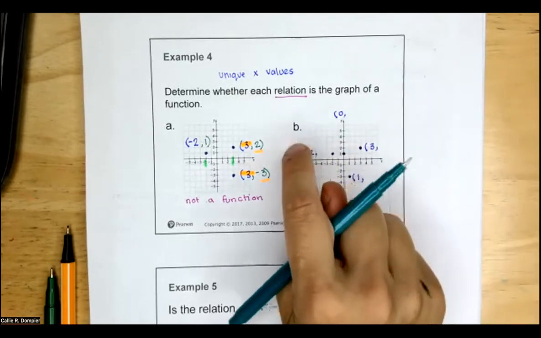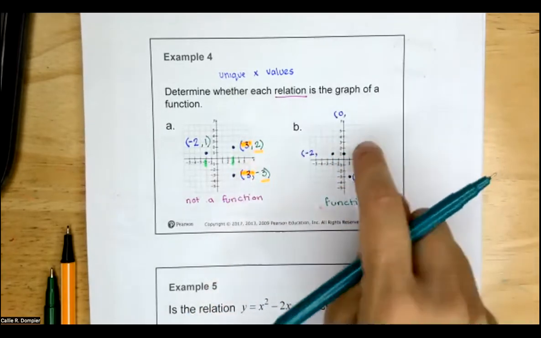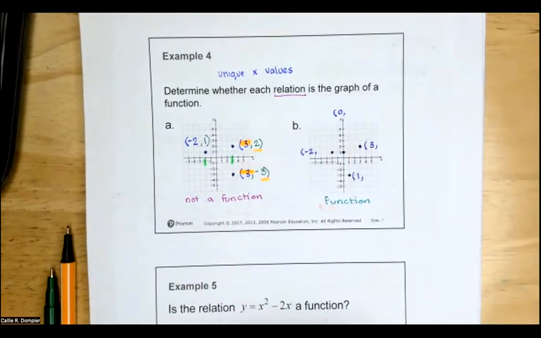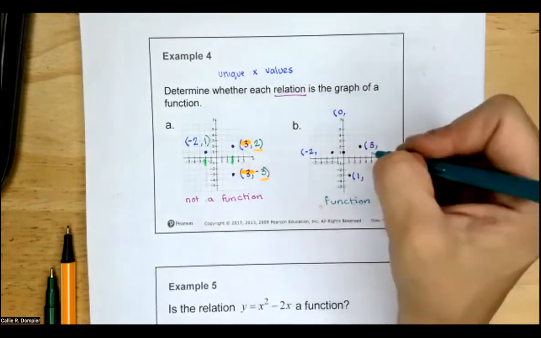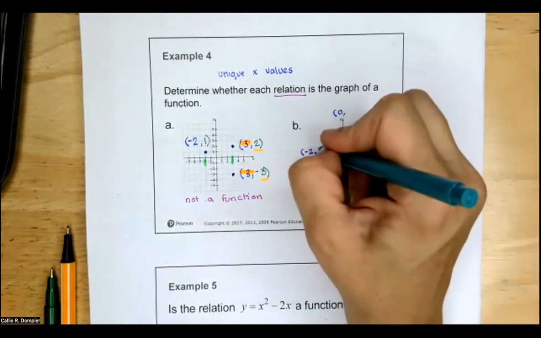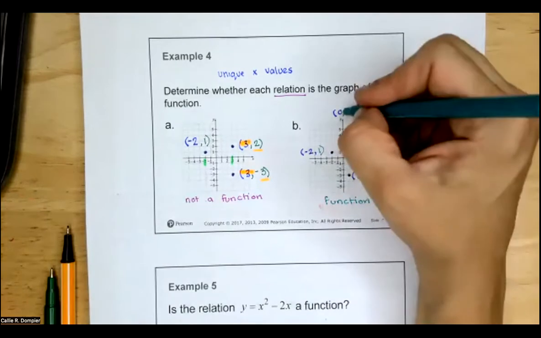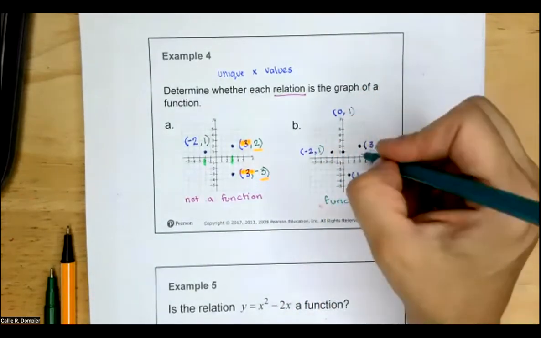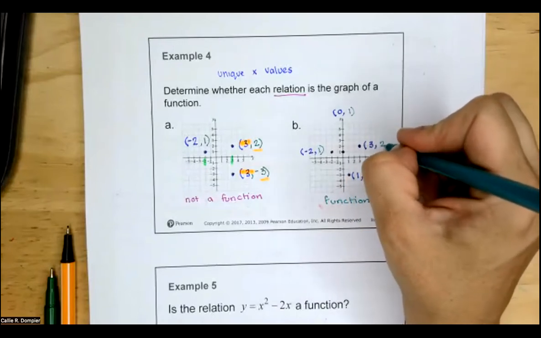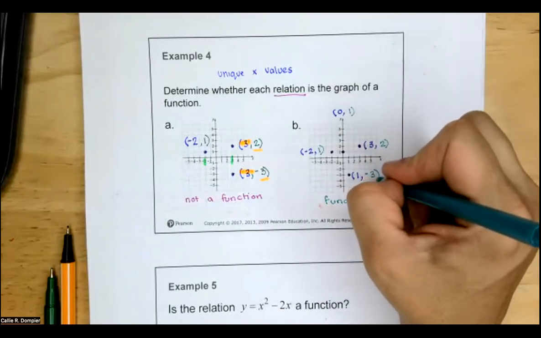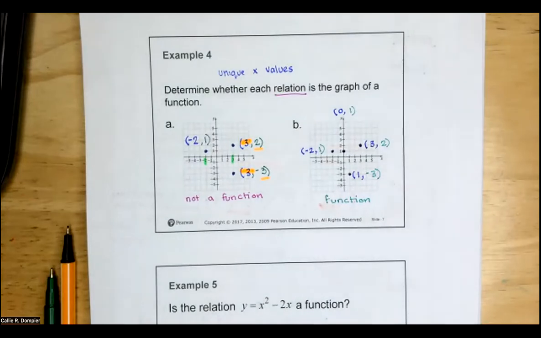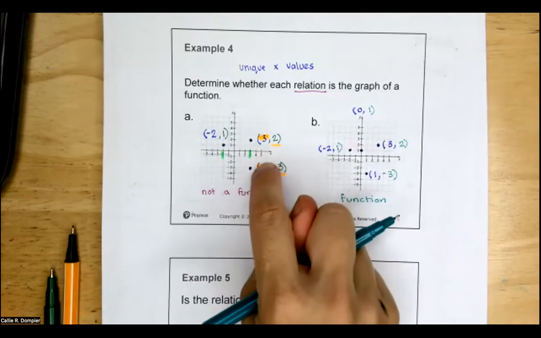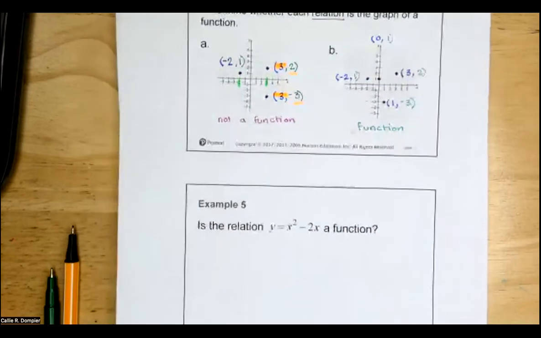There's no way I'm going to see x's repeating. I don't even need to find my y's. This is a function because no x repeats. Each x is unique, but I will just finish this just for practice's sake. So this is -2, +1. Our x's are always first, then our y's. This is 0, +1. It's okay if your y's repeat. This is 3, +2, and this one is 1, -3 for my y values. But this is a function. All x values are different.